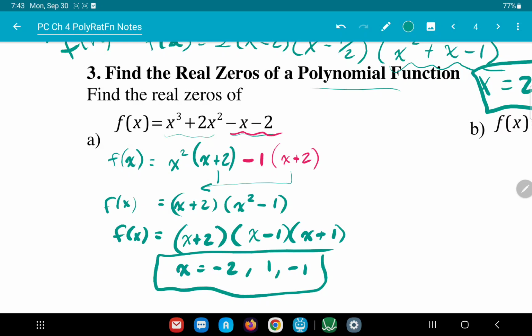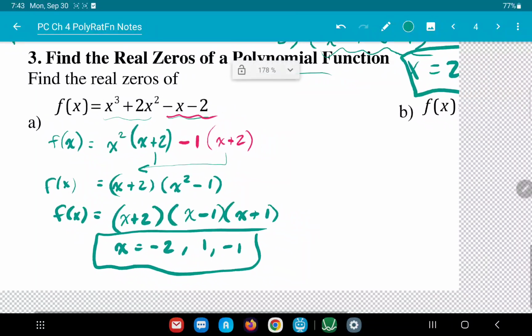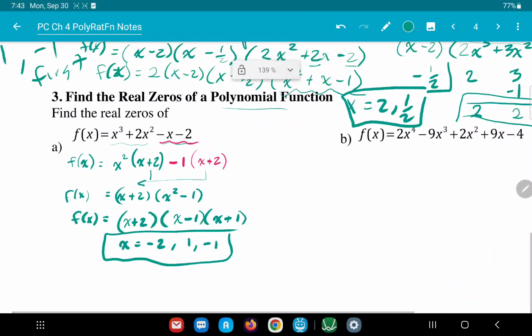So you can see here, we didn't need the rational root theorem on this one. If you can find a method of factoring, then all the more power to you.